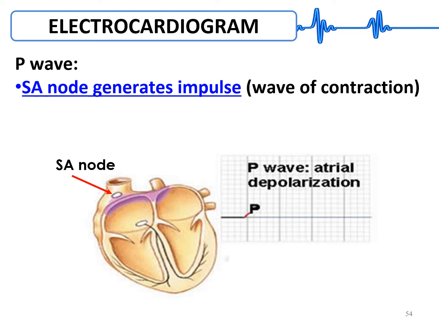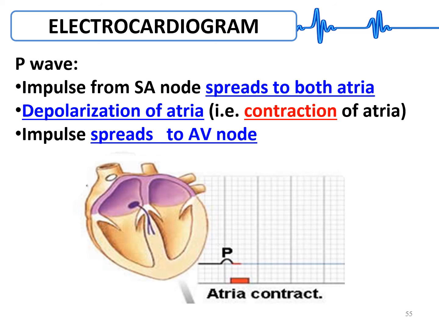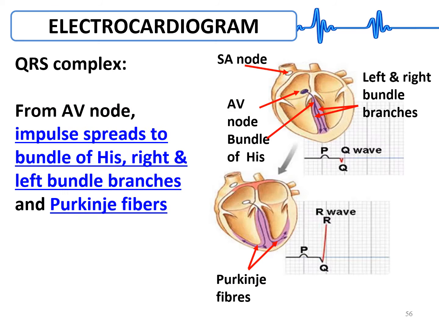The P wave is when the SA node generates the impulse, as I've explained before. Then the impulse spreads to both atria, causing depolarization of the atria. The impulse spreads to the AV node. From the AV node, the impulse will spread to the bundle of His, the right and left bundle branches, and the Purkinje fibers. That's why we have a slight negative activity here.